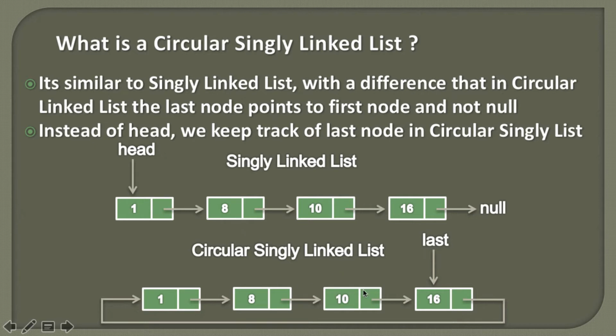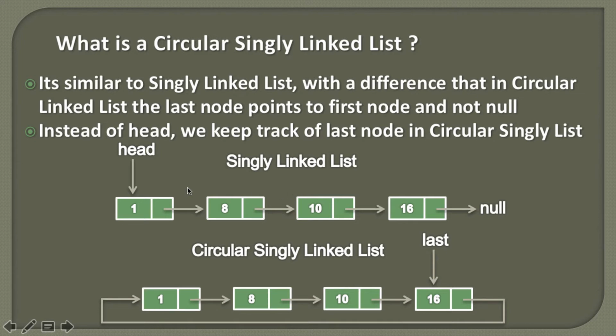So here if you see, in a singly linked list the last node's next is pointing to null, but in a circular singly linked list the last node's next is pointing to the first node again and not null. This property makes it circular in nature, where 1 points to 8, 8 points to 10, 10 points to 16 and 16 again points to 1. So therefore it's circular in nature.